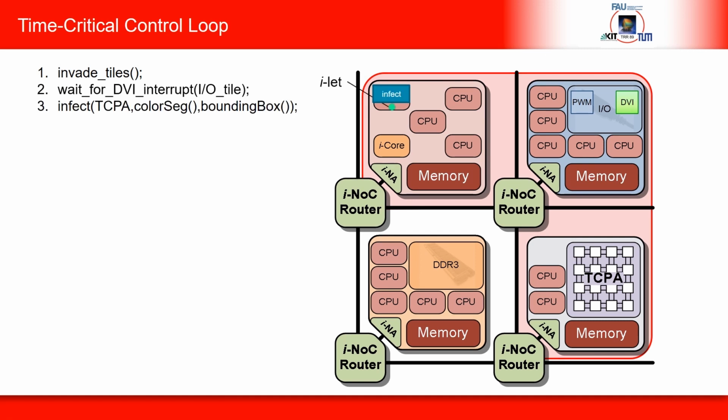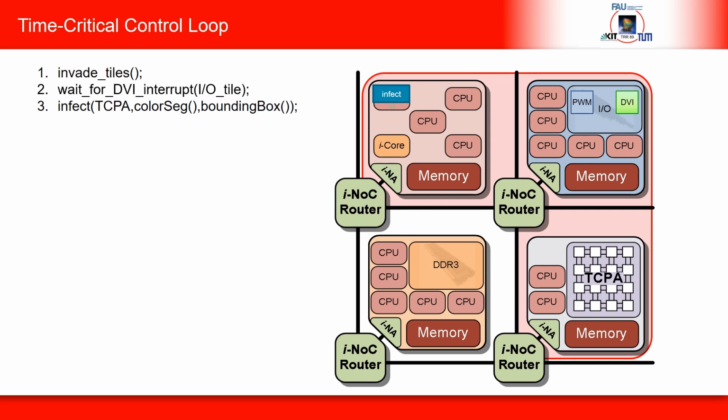In the next step, a so-called infect command initiates the parallel execution of the color segmentation and bounding box algorithms on the invaded TCPA. This command is therefore passed to the TCPA tile. Their execution, in turn, starts by fetching the image frame to be processed from the I/O tile. Then, the 2 algorithms are processed. The infect terminates once the computed bounding box results have been communicated back to the main program.